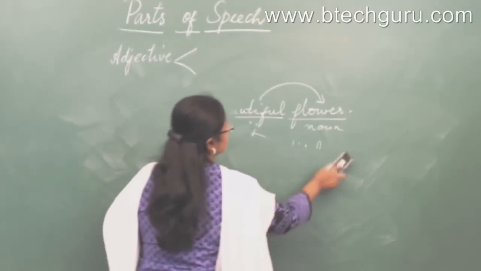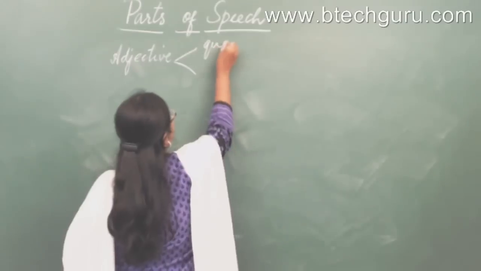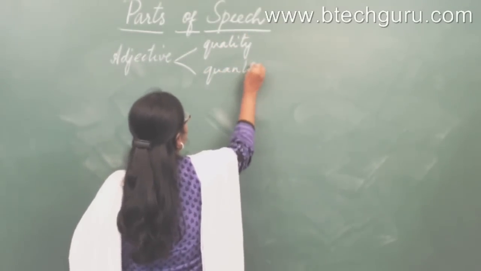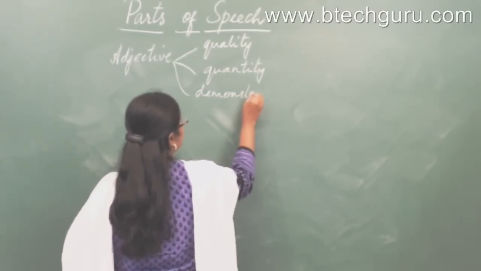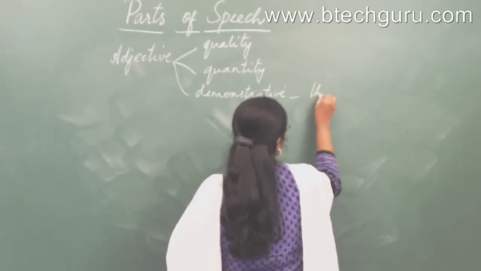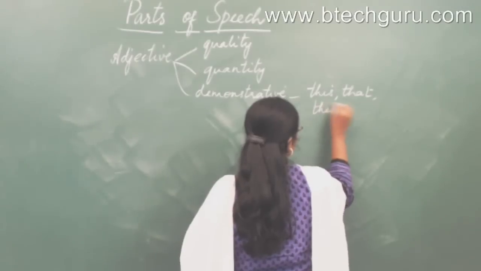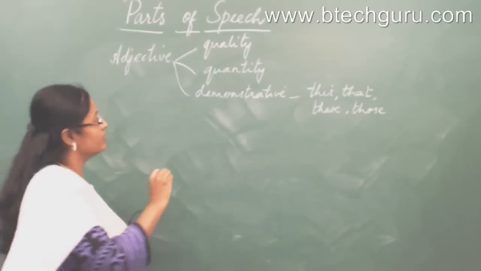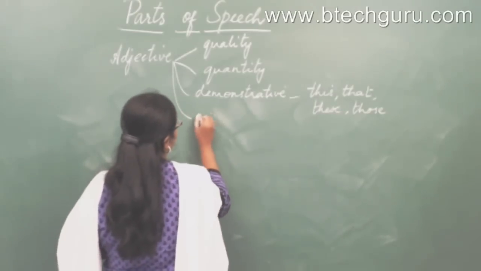Now, there are many kinds of adjectives. Adjectives of quality, adjectives of quantity, then the same demonstratives as in pronouns. But you should see how it is used. This, that, these and those. But make sure these words are used as adjectives. You should not be confused, because the same words can also function as pronouns. And then interrogative.